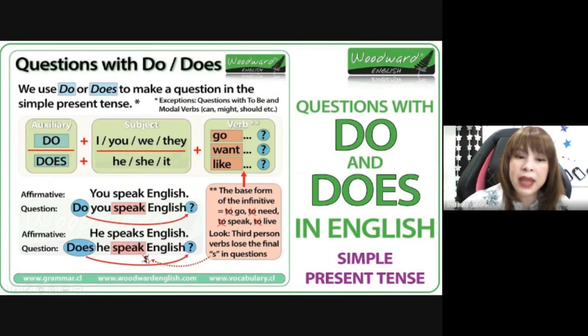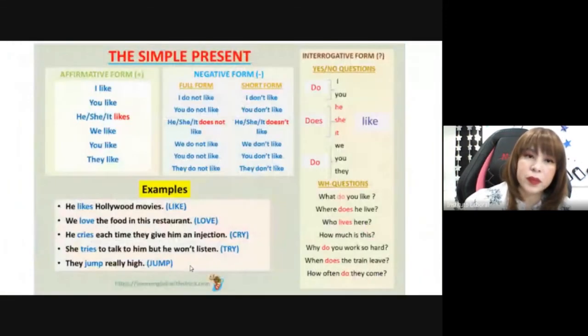So we eliminate, delete the S, and just write the auxiliary at the beginning and the question mark at the end. The base form of the infinitive, we don't need to use to. It is incorrect to say to go, to need, to speak, to live. And look, the third person loses the S in the question. We don't need it anymore.